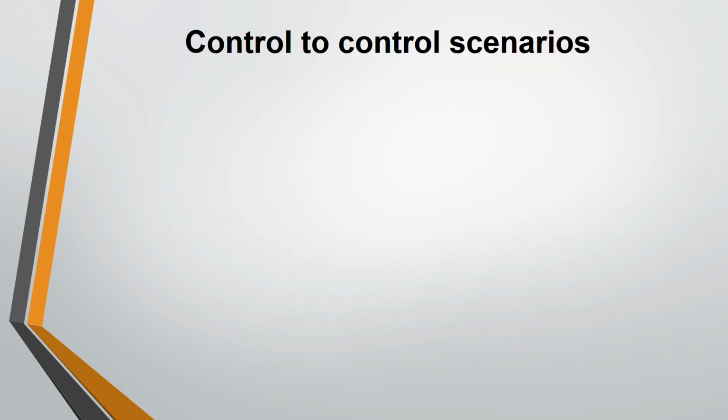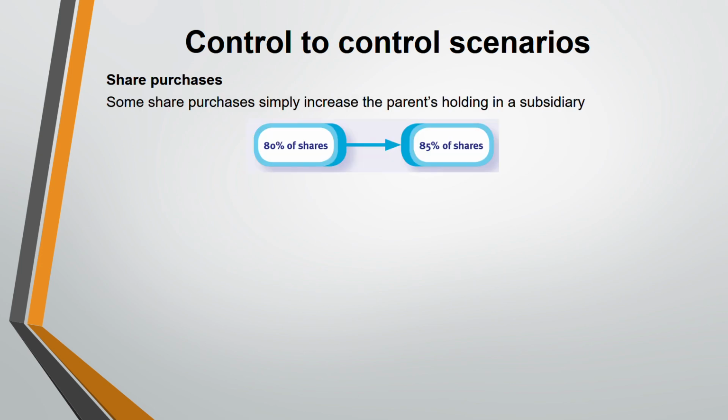Now we are coming to the control scenario. Whether we purchase or we sell, in steps, control is not lost. One example. Okay, let us first explain share purchase. Before you were having 80%, now you have purchased 5% more, having 85%. So at both 80% and 85% you have control. Both times he was your subsidiary. So what just happened? Your shareholding increased in a subsidiary. That's it.